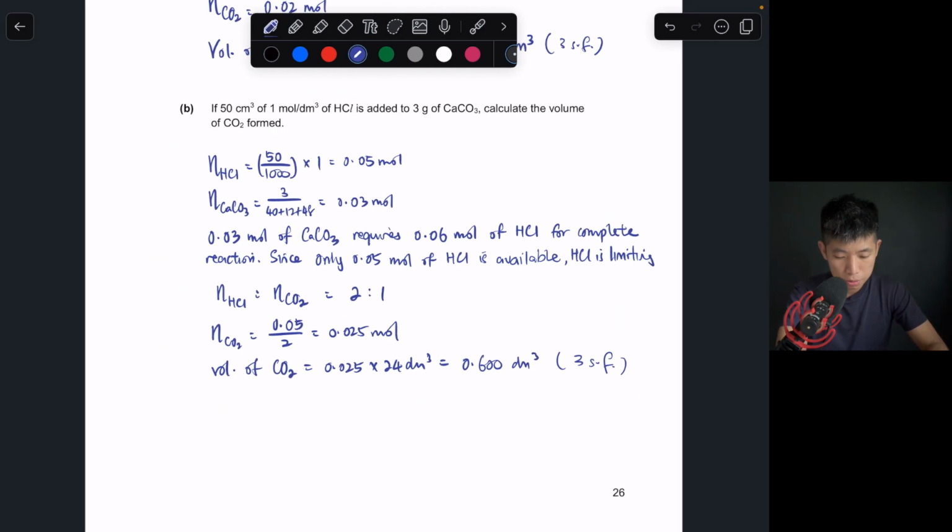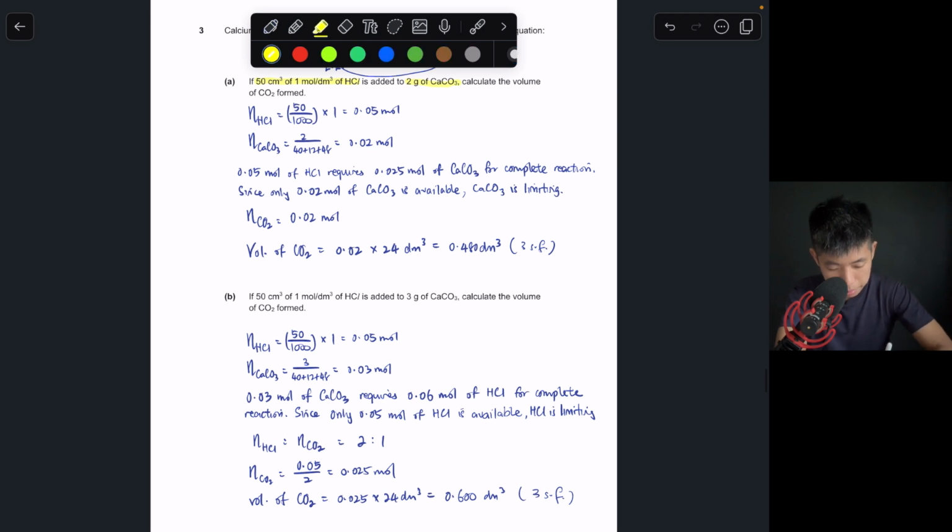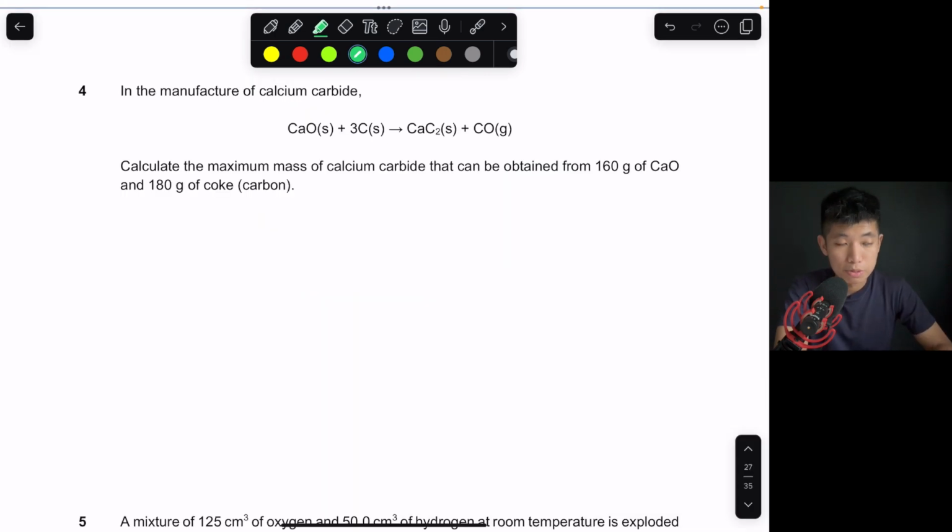Okay, so if you look at the two examples, they are the same except for the quantity of calcium carbonate. You realize that in the first example, calcium carbonate was limiting. In the second example, HCl is the limiting reactant. Reiterating again, the limiting reactant doesn't mean the one that is in the smaller quantity. As you can see, you must look at the ratio in which they react. More practice questions in your notes.